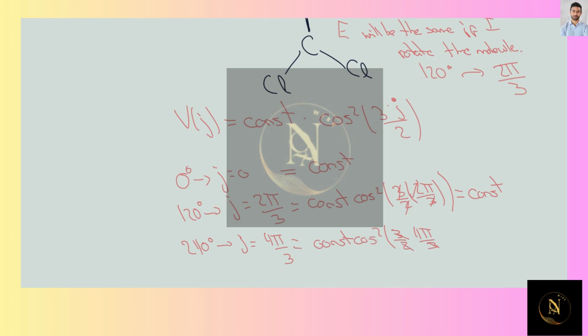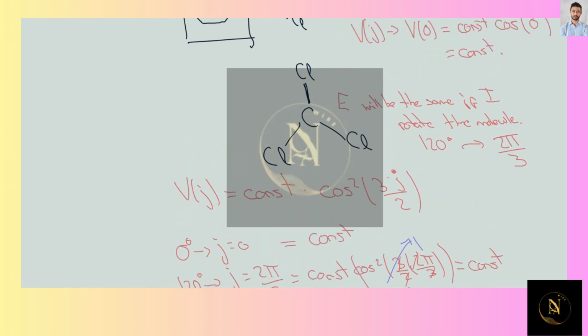3 and 3 cancel out. 2 and 4 cancel out. We're going to end up with cosine of 2 pi, which is the same as cosine of 0. And this is equal to the constant itself. Remember that these factors are going to be equal to 1 directly. 1 and 1. So the function that we need to put to describe the potential energy then is going to be this one. And that would be all.